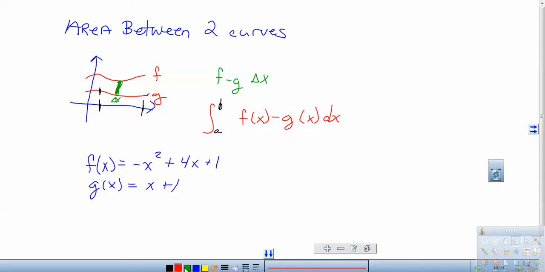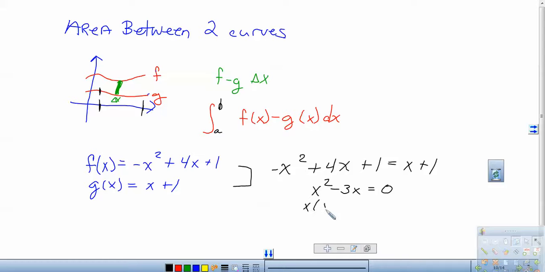So what you need to do is figure out a and b by just figuring out where these two functions intersect. And so set them equal to find the points of intersection. And let's see, if I do my algebra, I'm going to end up with x squared minus 3x equals 0. And so that means x times x minus 3. So when x equals 0 and x equals 3, that's going to be our upper and lower boundary, because that's where they intersect. Now you have to be careful. Sometimes you might have things that intersect at more than one point. They might have a positive and negative area. But those you can do also. You can just do them in two integrals and make them work.